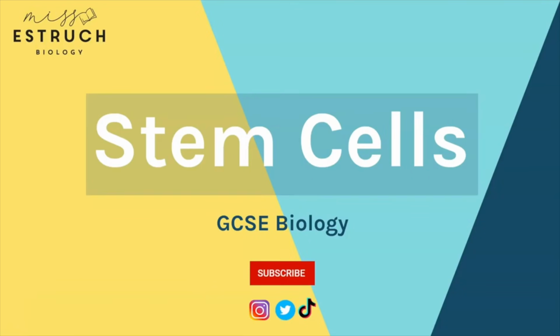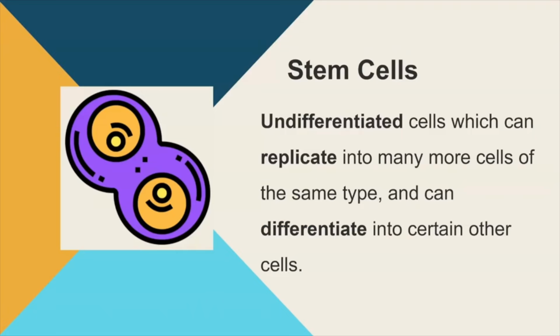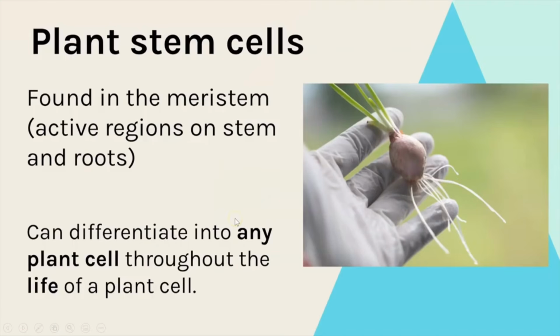In this video, we're going to go through stem cells for GCSE biology. So first of all, what do we mean by a stem cell? These are undifferentiated cells which have the ability to continually replicate into the same type of cell, but can also differentiate, which means to become a specialised cell.